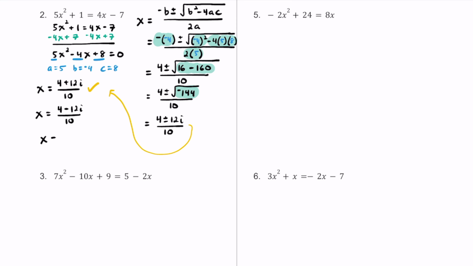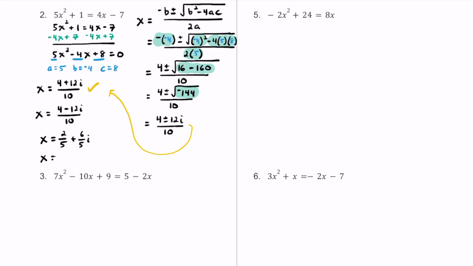Now, simplifying this top part, we can write this in standard form, writing two separate fractions, and we can divide everything by their GCF of 2. So this 4 over 10 really is going to simplify down to being 2 over 5, or 2/5. And then if we take this 12i over 10, we can divide these both by 2, so that's going to be 6 over 5 i. Okay, so that's in standard form here.